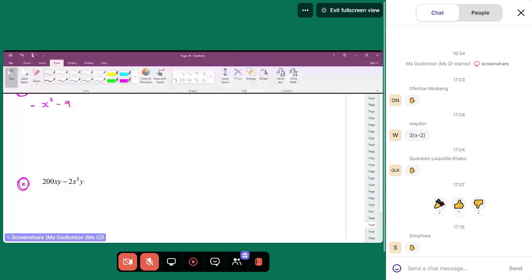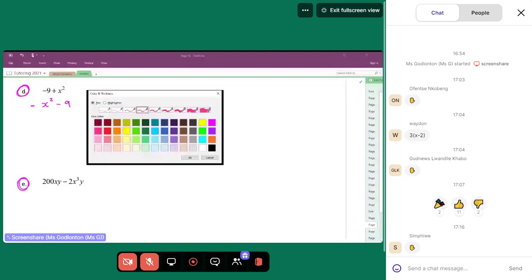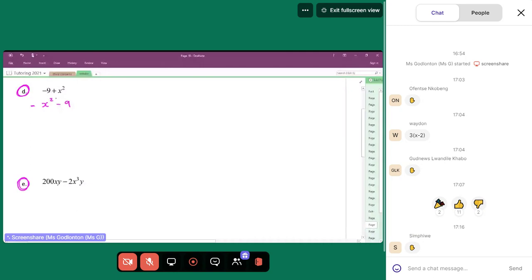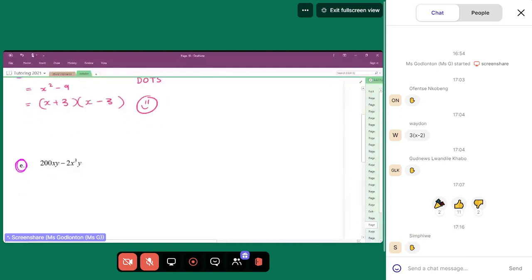Okay, Tansley. Talk me through what you think we can do for D. Two sets of brackets, beautiful, and then you say x plus 3, and then x minus 3. Well done. Excellent. Okay. So that was the nice difference of two squares question. The only thing that we had to think of in the beginning is that we had to switch those around. All right. Waden, E, it's all yours.